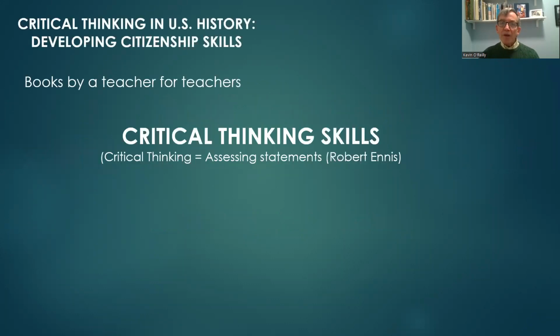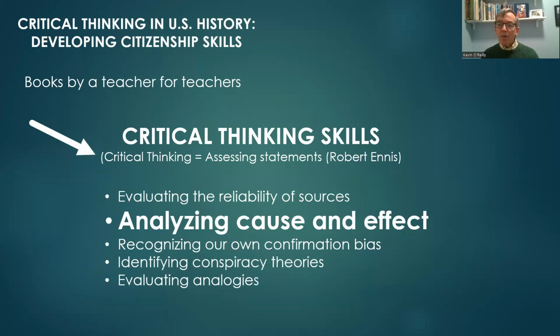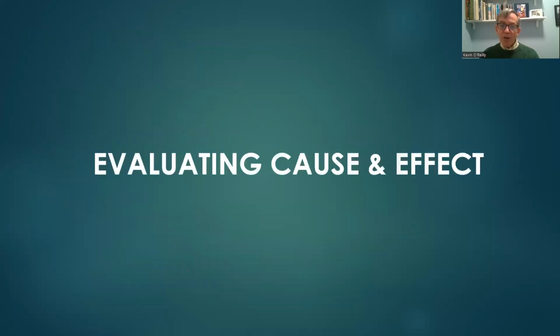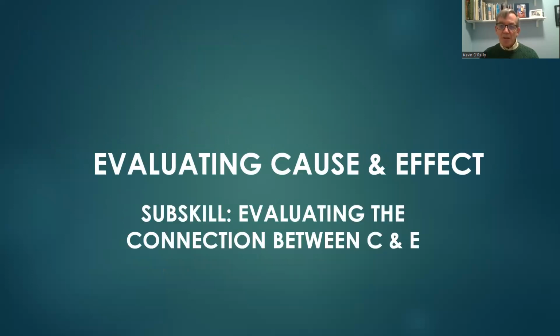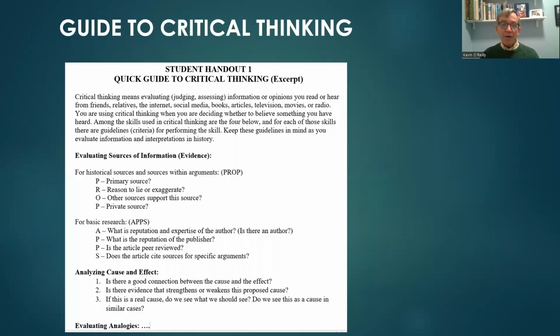There are a number of skills involved in critical thinking, that is, evaluating claims or assessing statements, and among those are evaluating the reliability of sources, recognizing confirmation bias, and so forth. Today, we're going to focus just on cause and effect. How do you evaluate that? And just on the subskill of evaluating the connection between cause and effect.